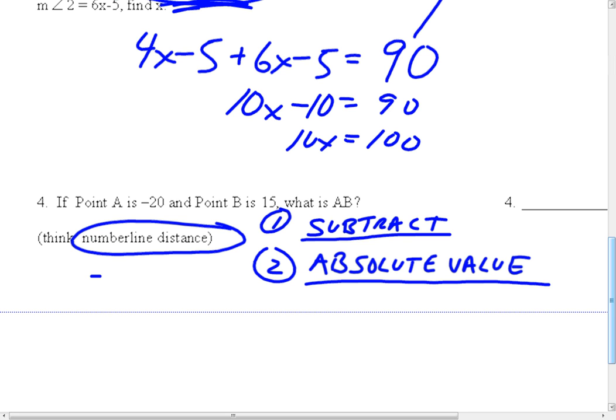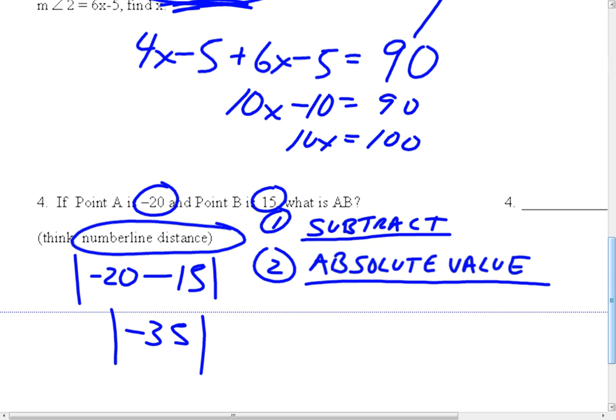So if I do negative 20 minus 15, that will get me negative 35. And then I should do the absolute value of that. Is that what you got? 35? And it doesn't matter which point you choose to be first. If I switch that, it would already be a positive 35. What was that? That was number line distance.